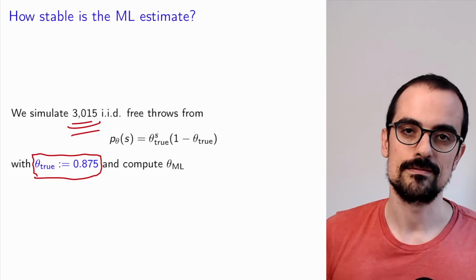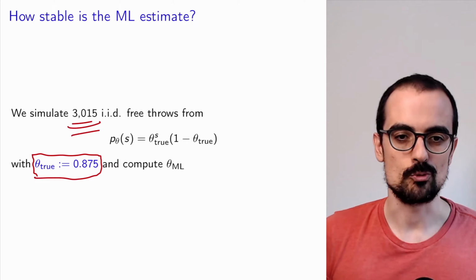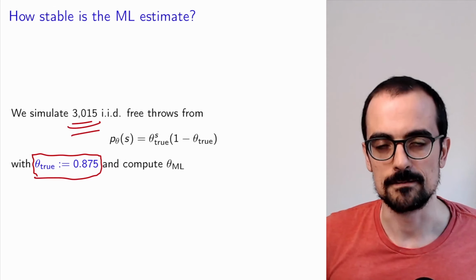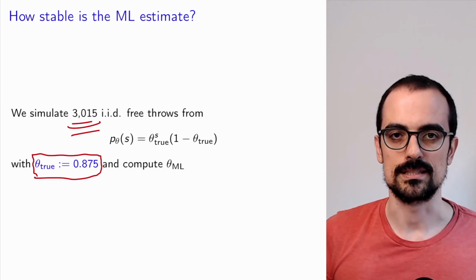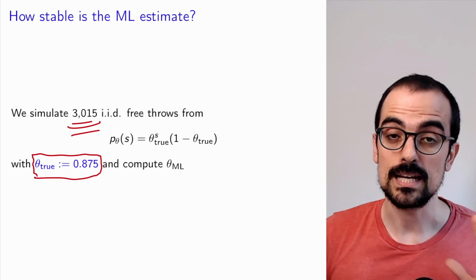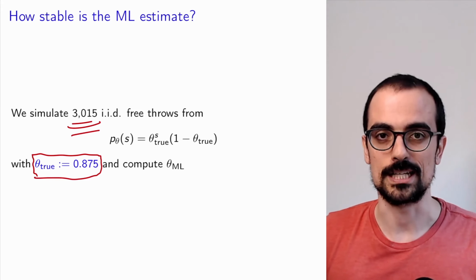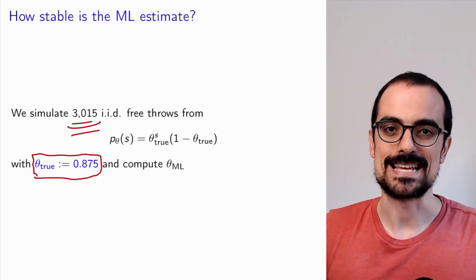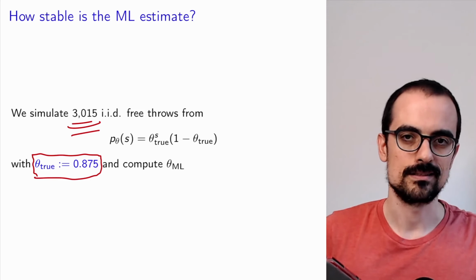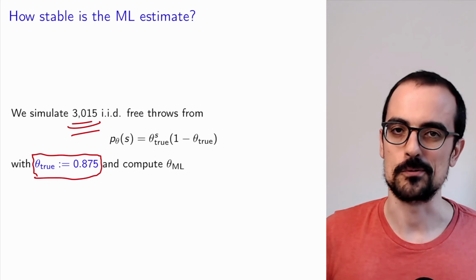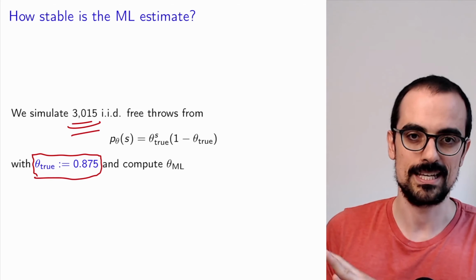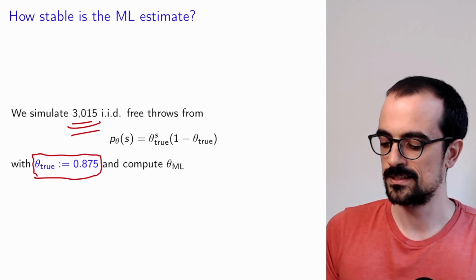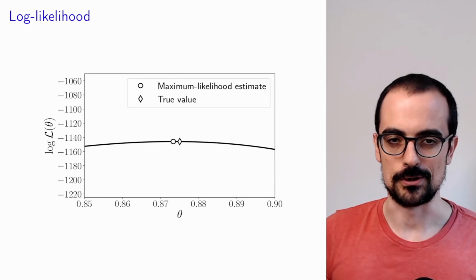Every time you have finite data, you're not going to be able to recover the exact parameter, but we can see how stable the maximum likelihood estimate is. Again, this is synthetic data. The real data, of course, is not generated IID because it's just Durant shooting free throws in the real world. But here the data are IID because I am generating them on my computer.